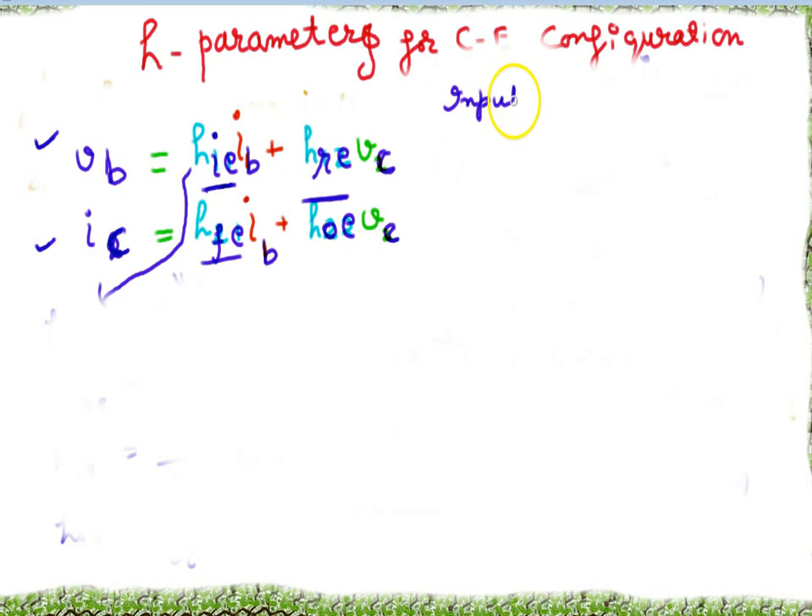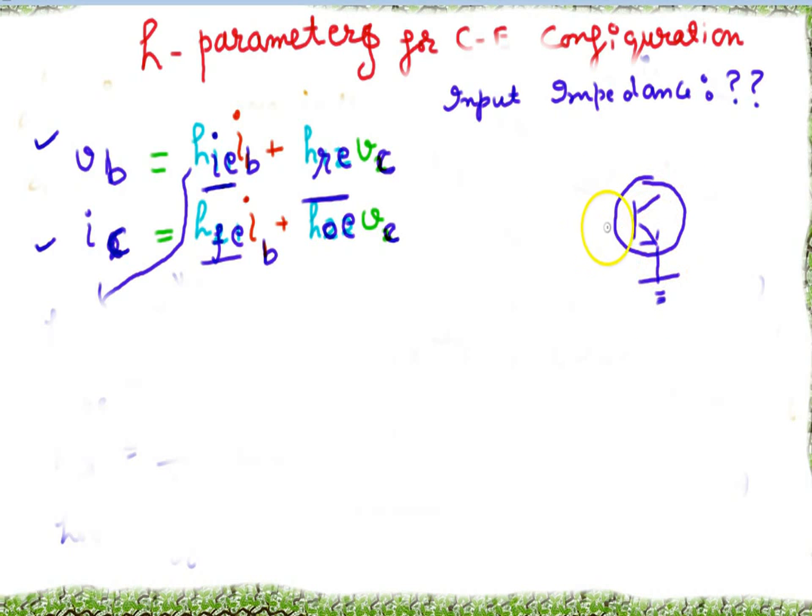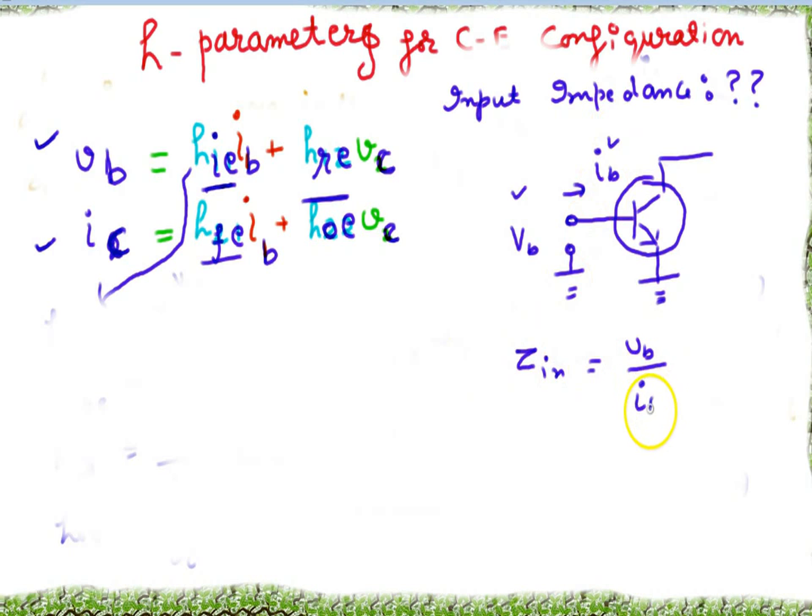So we are coming to the first parameter, input impedance, and how we find it from the H parameter equations. Again, this is a common emitter configuration, and the input voltage is VB, the input current is IB. So what is the input impedance? Very simple. Zin is equal to VB upon IB.